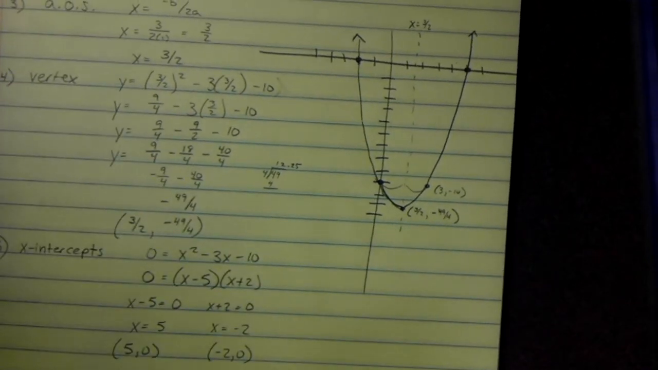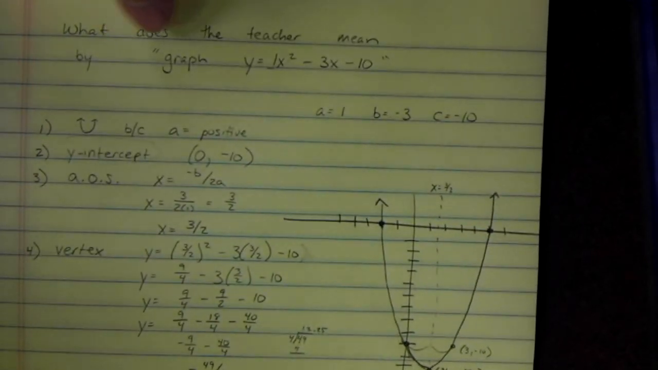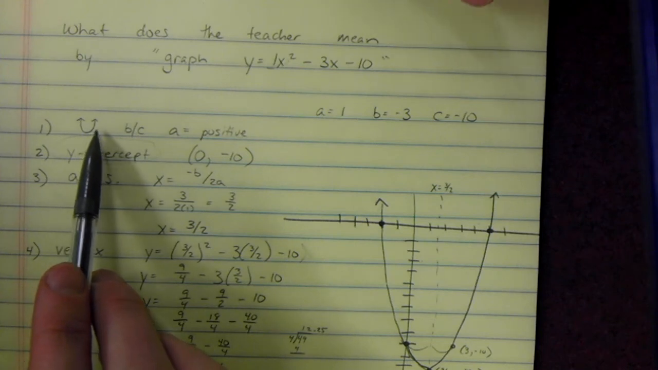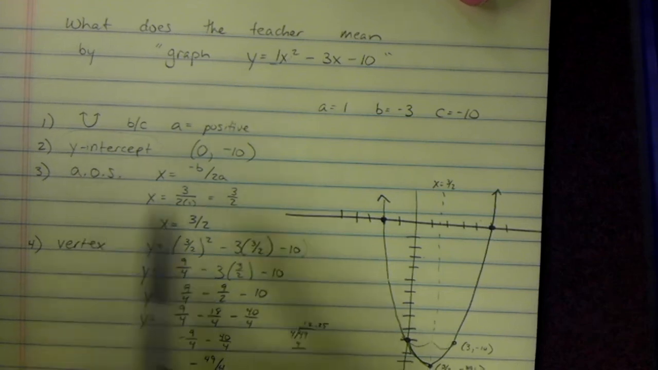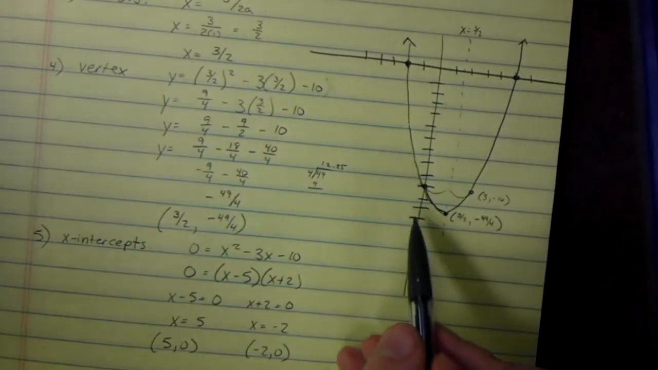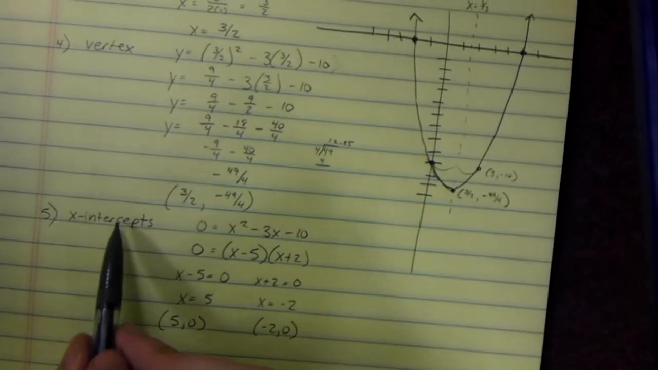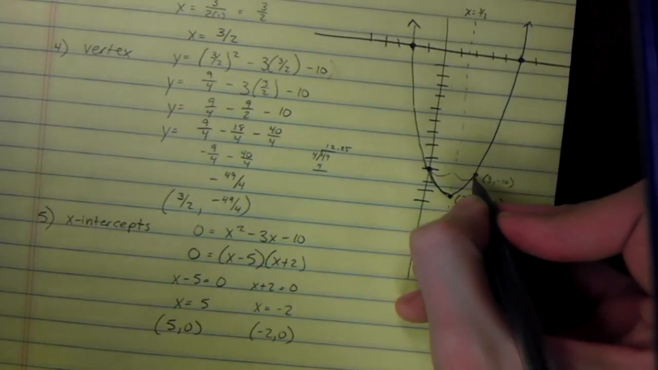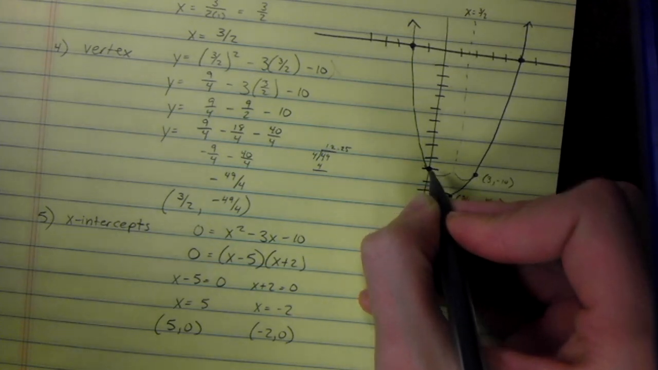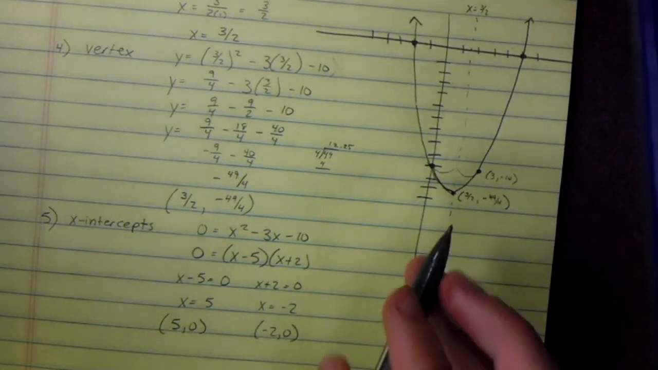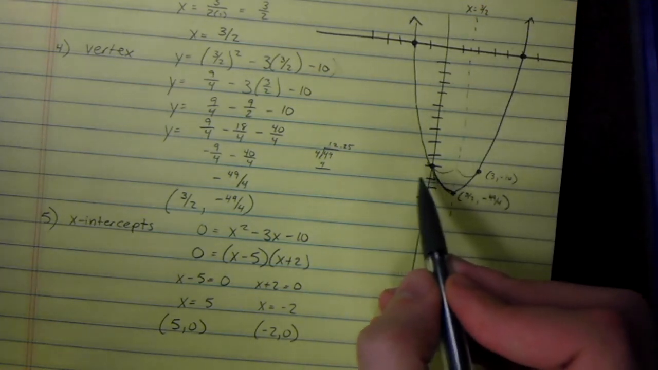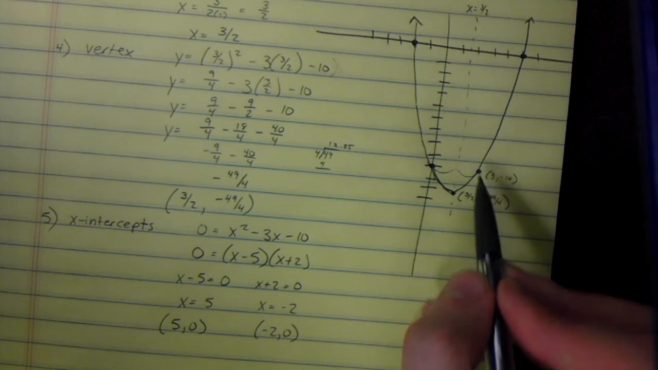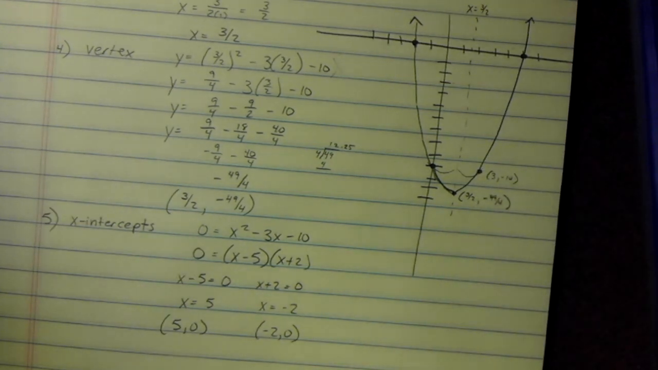So there's your parabola. When I say graph, what I mean is determine whether this opens up or down. Find the y-intercept. Find your axis of symmetry, which is this dotted line here. Find the vertex, which is the point that's on the axis of symmetry. And find your x-intercepts. Sometimes it's nice, if your y-intercept and your vertex aren't at the same point, to reflect over the axis and find an additional point on the graph. That's nice to do as well.